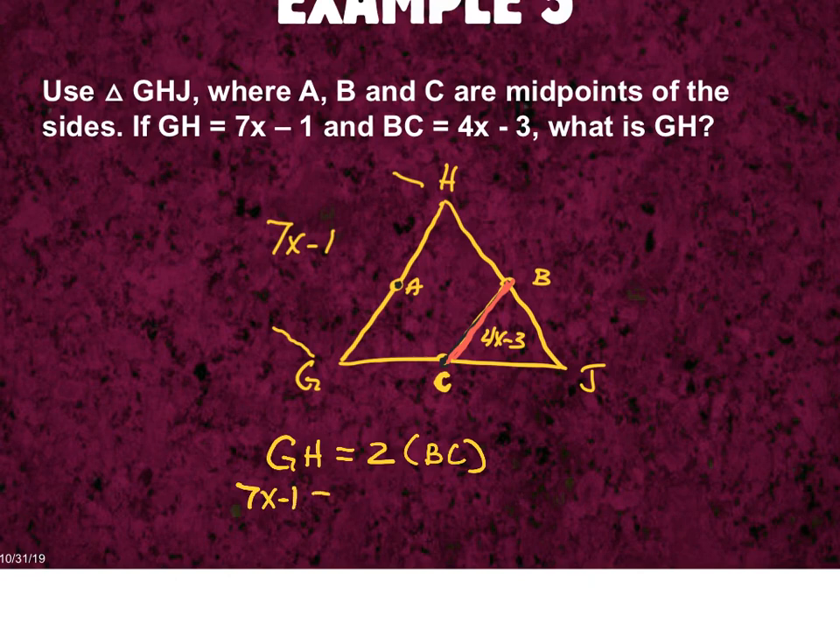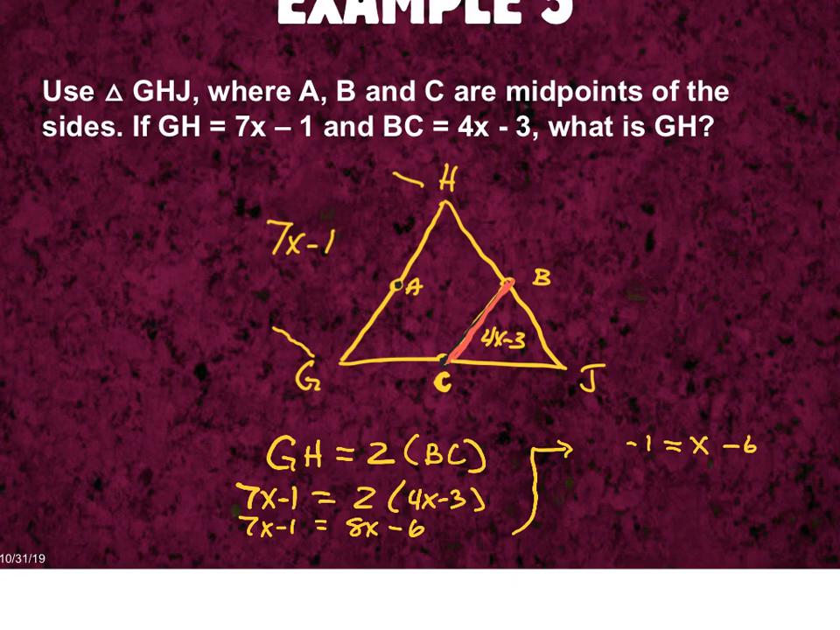7x minus 1, that's GH, is equal to 2 times BC, which is 4x minus 3. 7x minus 1 is equal to 2 times 4x is 8x, and 2 times negative 3 is negative 6. I'm going to subtract 7x from both sides, and I would get negative 1 is equal to x, because that's 8x minus 7x minus 6. And then I'm going to add 6 to both sides, and I get x is equal to 5.